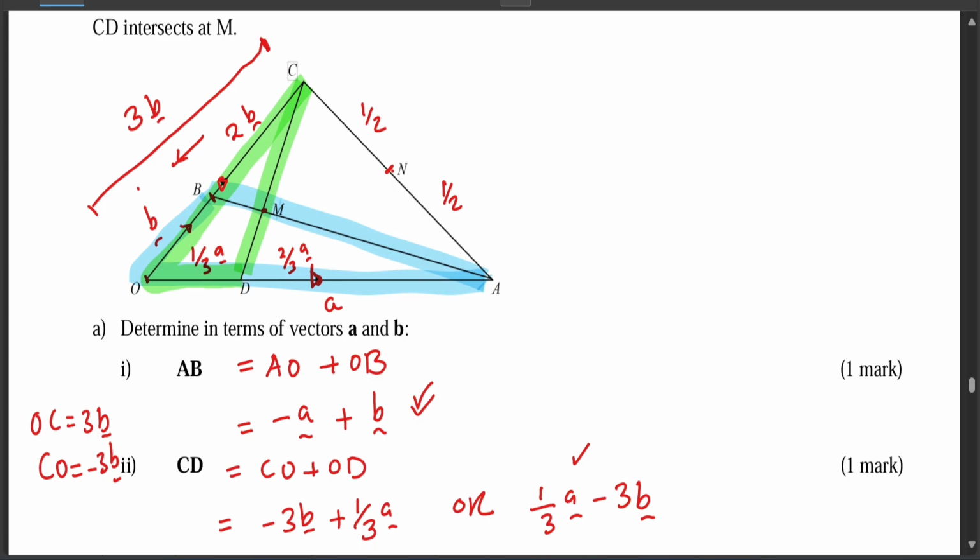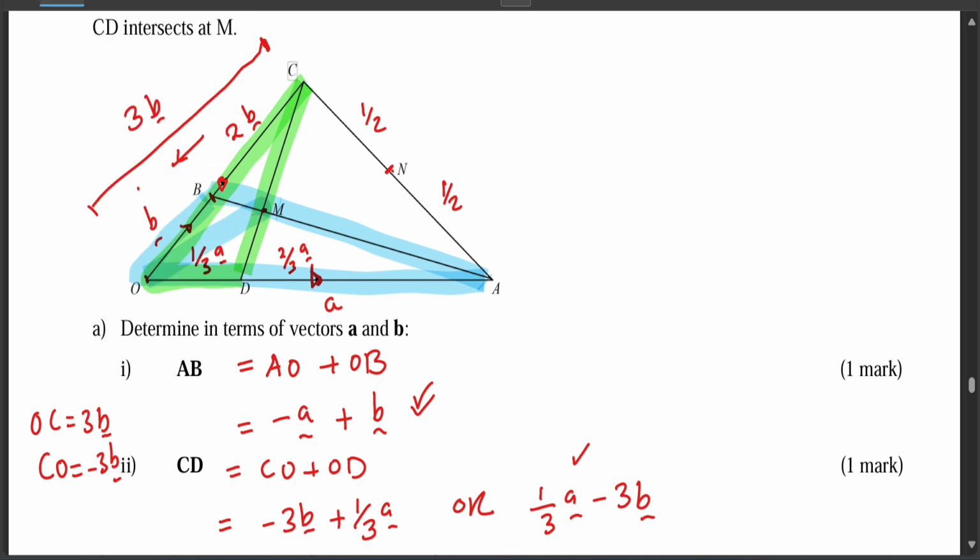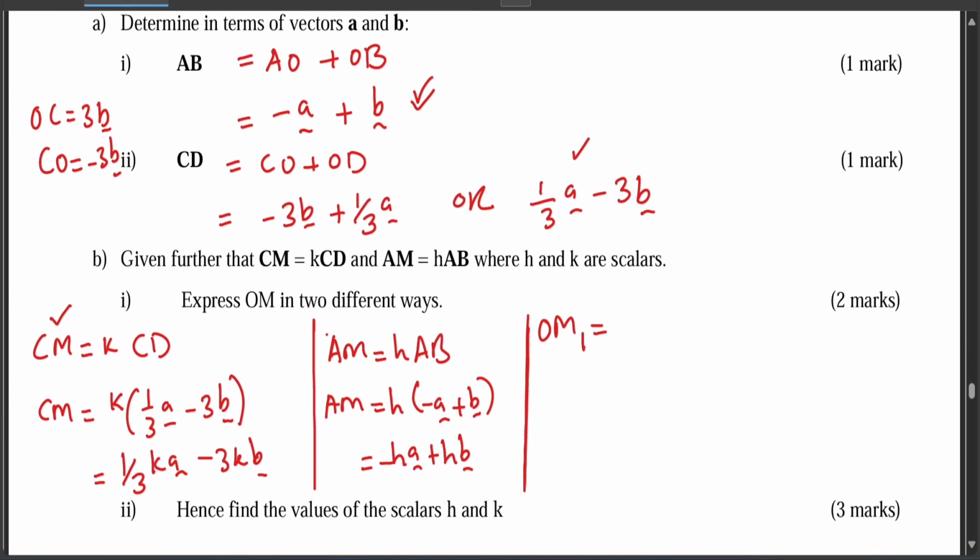OM is here. So this is our OM. So let me use another one. Okay, this is our OM. So for you to reach M, it means that you went through OC then CM. So umeenda OC plus CM. So that's the first direction. So OM yako ya kwanza ni OC plus CM.